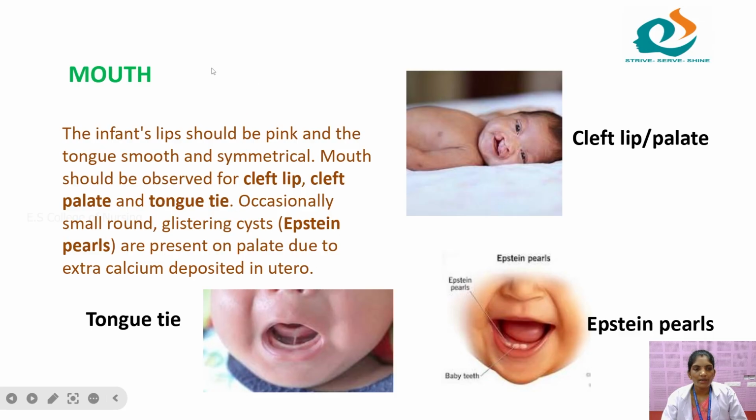Next we will see the mouth. The infant's lips should be pink and the tongue smooth and symmetrical. Mouth should be observed for cleft lip, cleft palate and tongue tie. Occasionally small round glistening cysts known as Epstein pearls are present on the palate due to extra calcium deposited in utero.